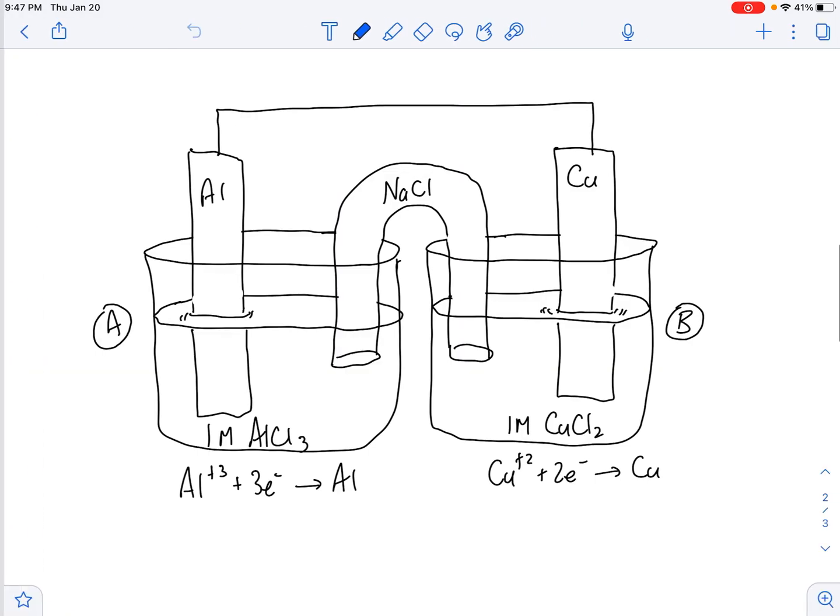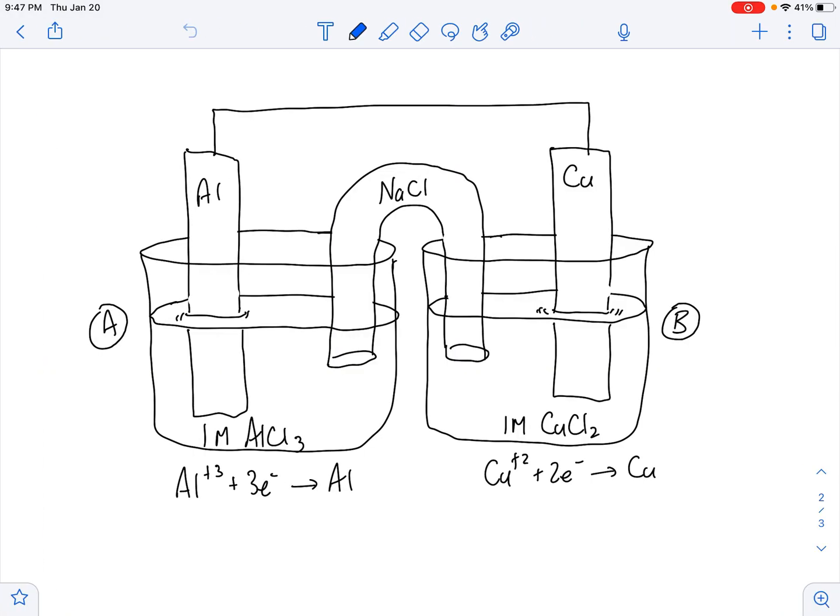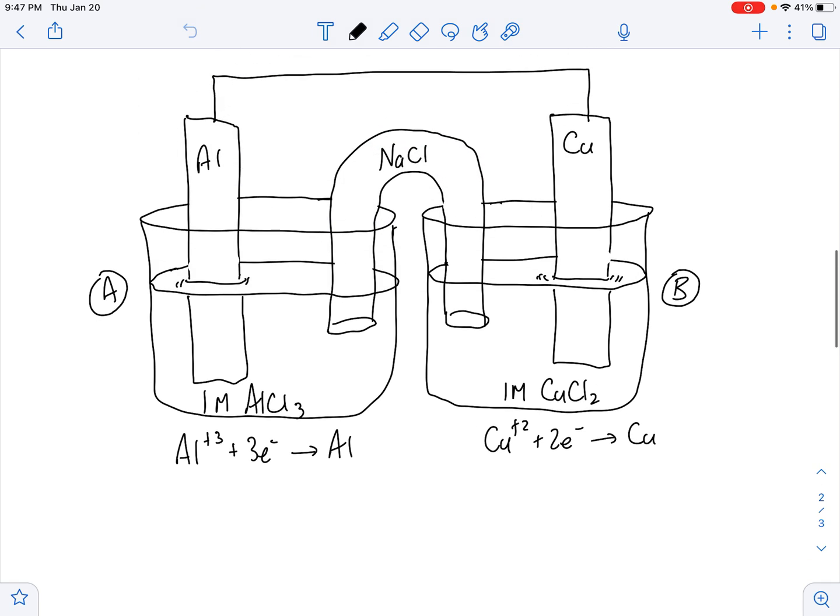So then I go back to my diagram and I say to myself, okay, the copper was reducing, but the aluminum was oxidizing. So I'm going to actually erase this, and I am going to rewrite it so that the aluminum is oxidizing.